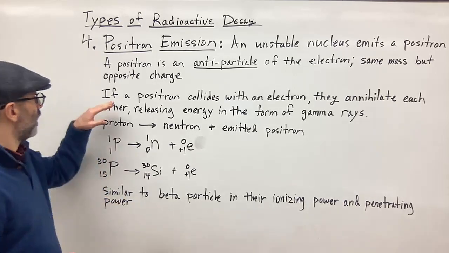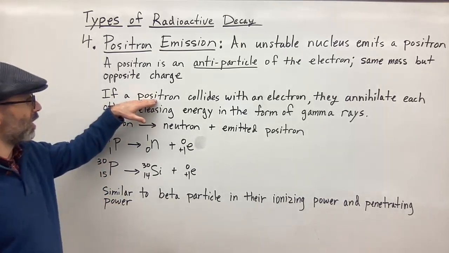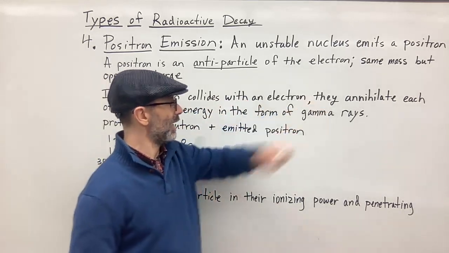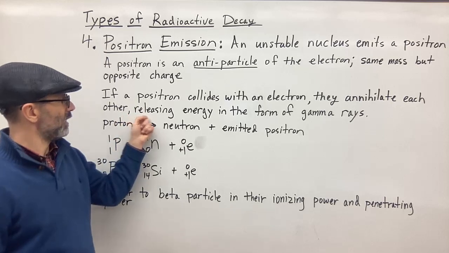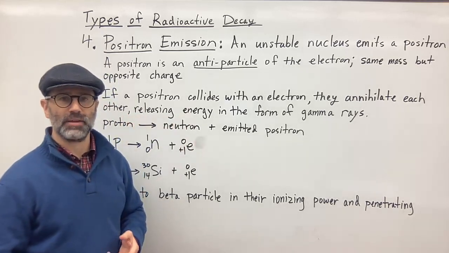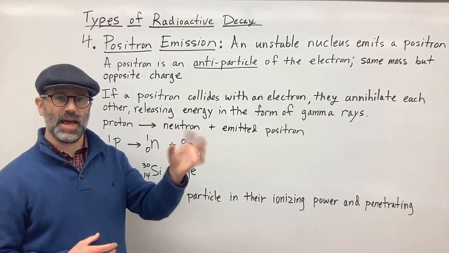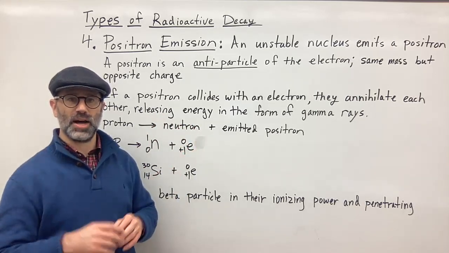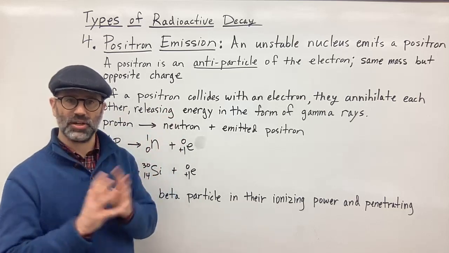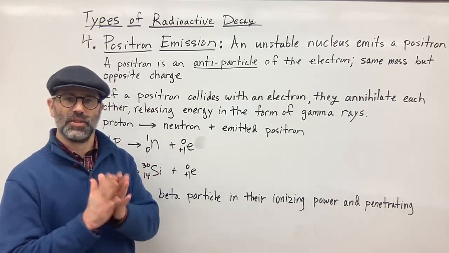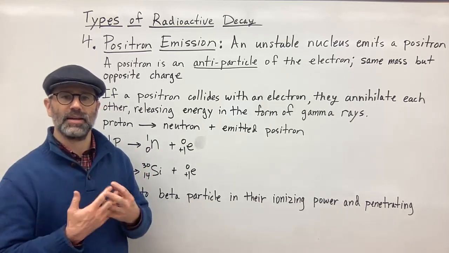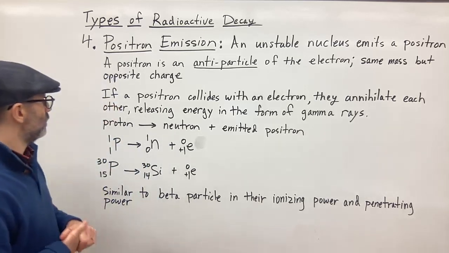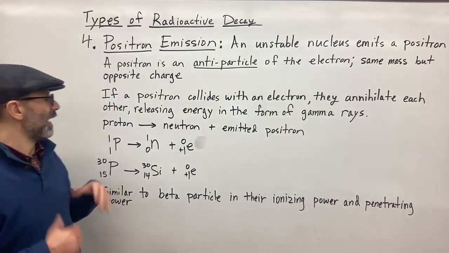So if a positron collides with an electron, right? What's going to happen is that they are going to annihilate each other, and they're going to release energy in the form of gamma rays. So that makes sense because a negative electron comes in contact with a positive electron. The positive and negative kind of cancel each other out. So you can imagine that they're going to annihilate each other and then release that energy in the form of gamma rays.